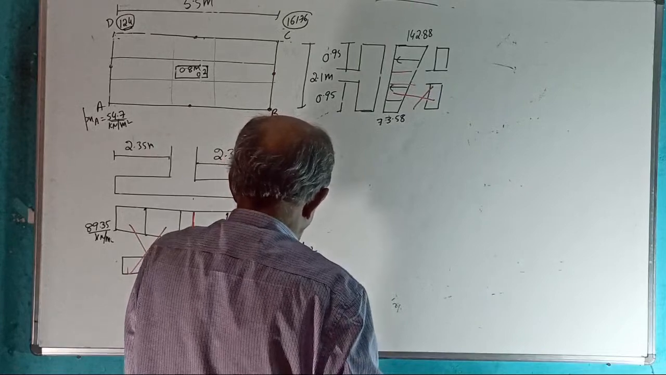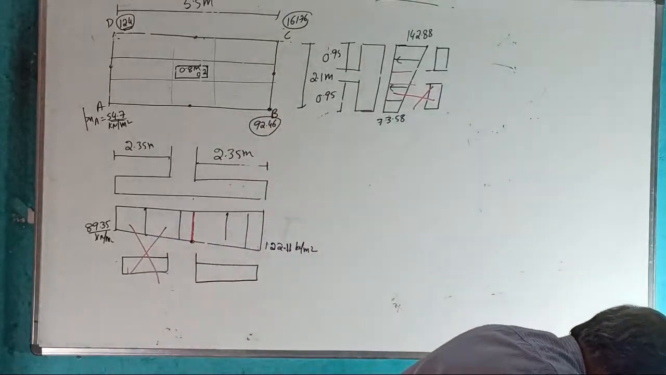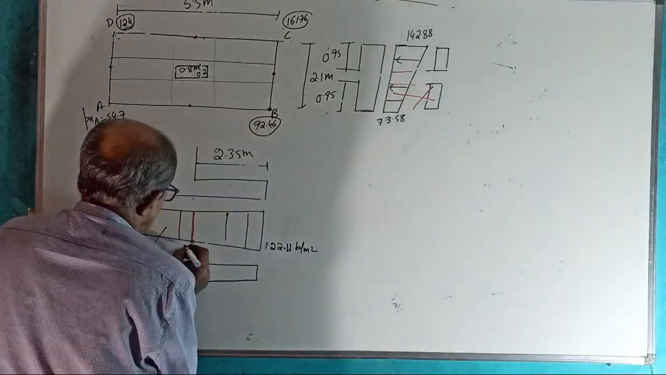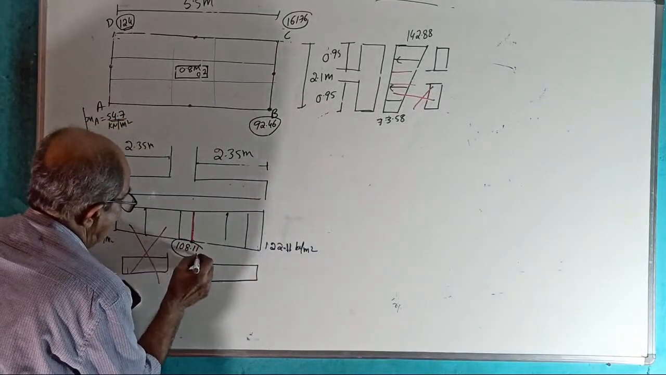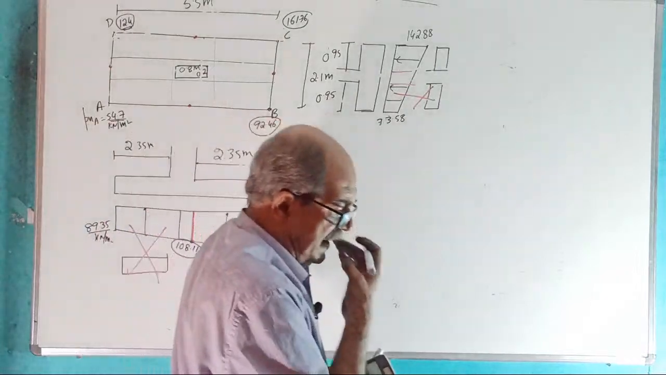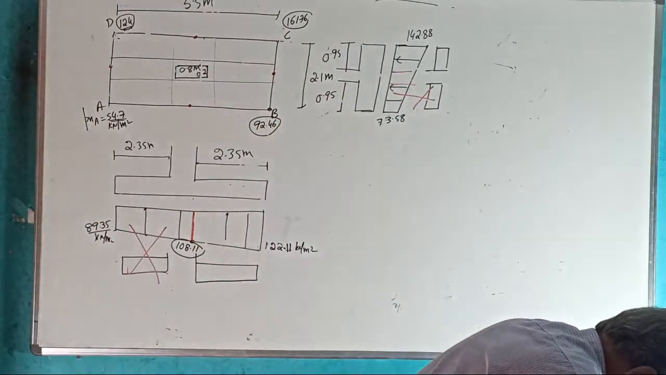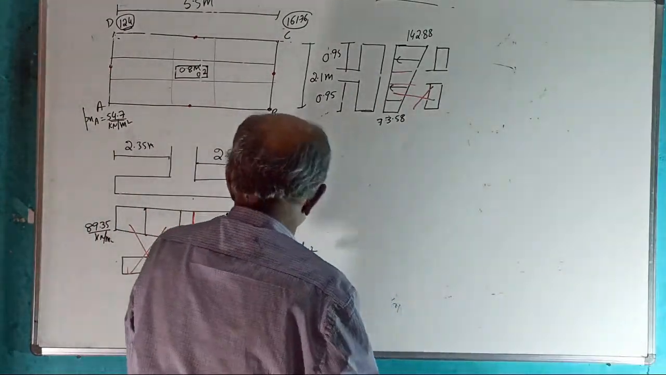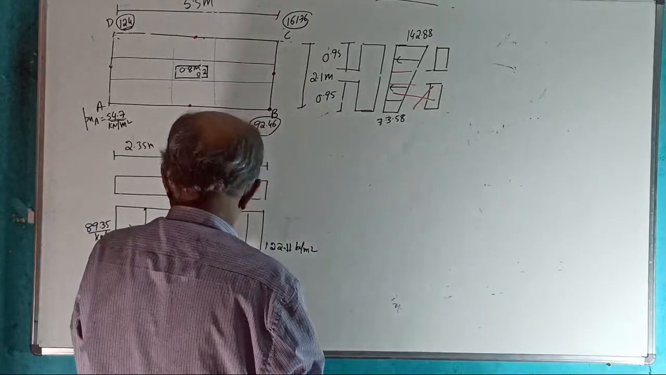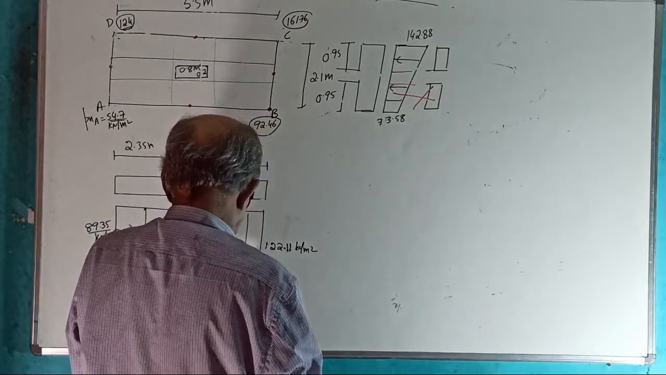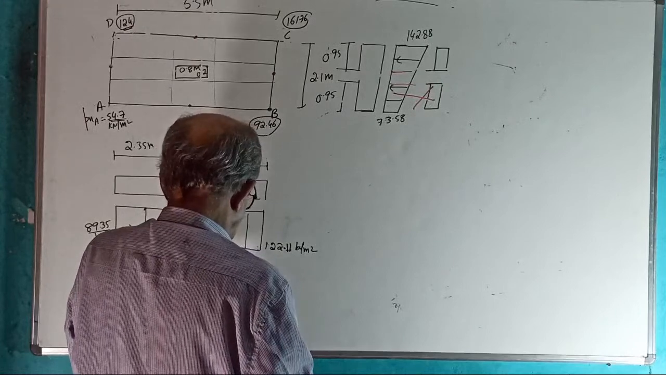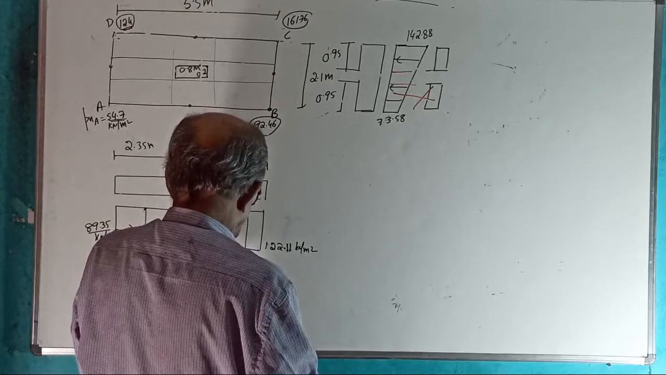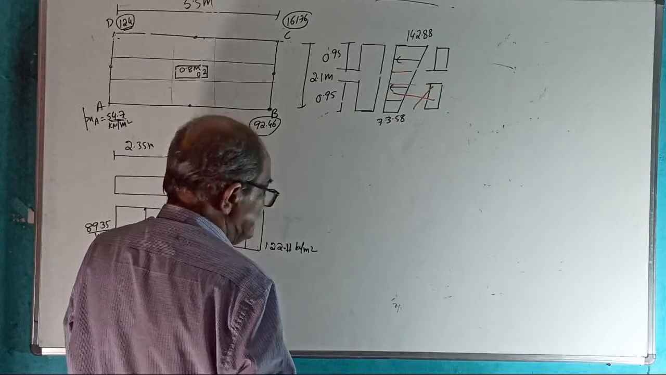Is it 108.11? Is this answer 108.11 correct? Tell me. Is 108.11 correct? 110 now. How? 122.11 minus 89.35 divided by 5.5 into 2.35. That one you subtract from 122.11. My answer is correct.